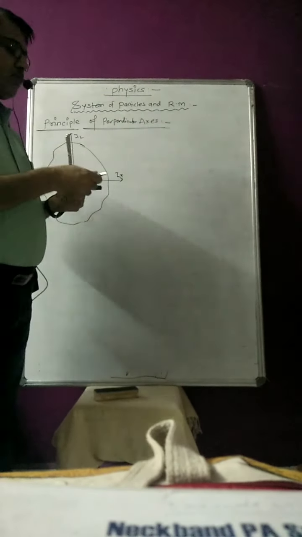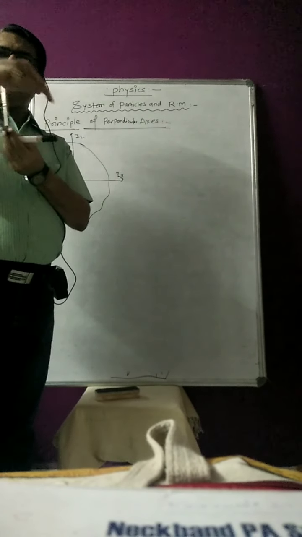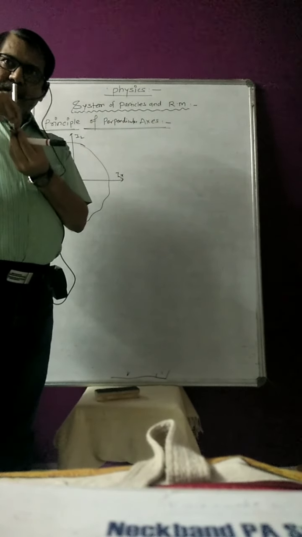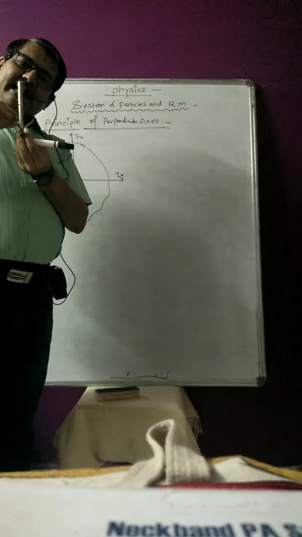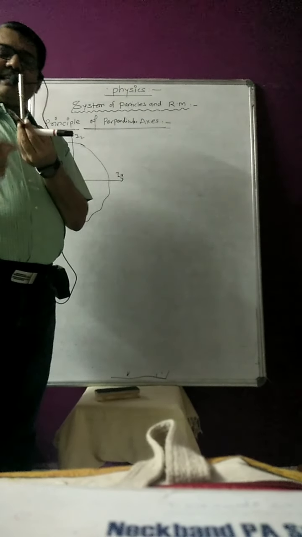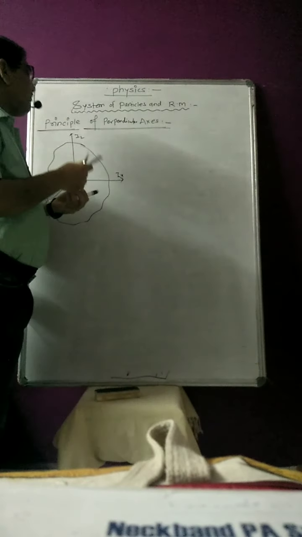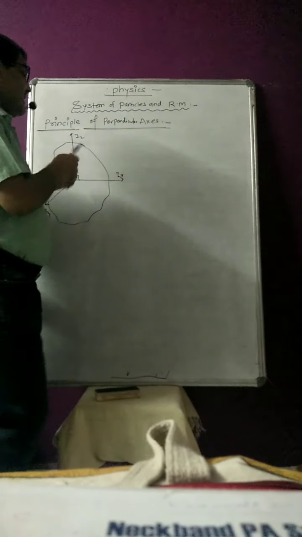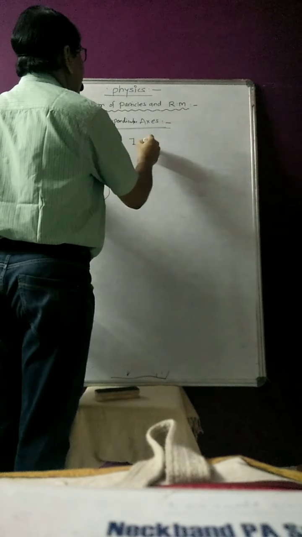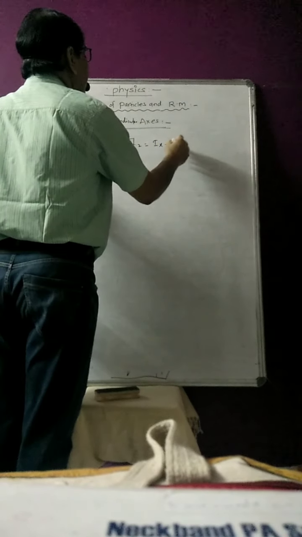Suppose this is Iz, and this is Ix or Iy. Then the moment of inertia of that plane lamina about the z axis is the sum of the moments of inertia of two perpendicular axes which lie inside that plane and intersect at the point where that perpendicular axis cuts the lamina. That is the principle of perpendicular axis theorem. So I will say: Iz is equal to Ix plus Iy.